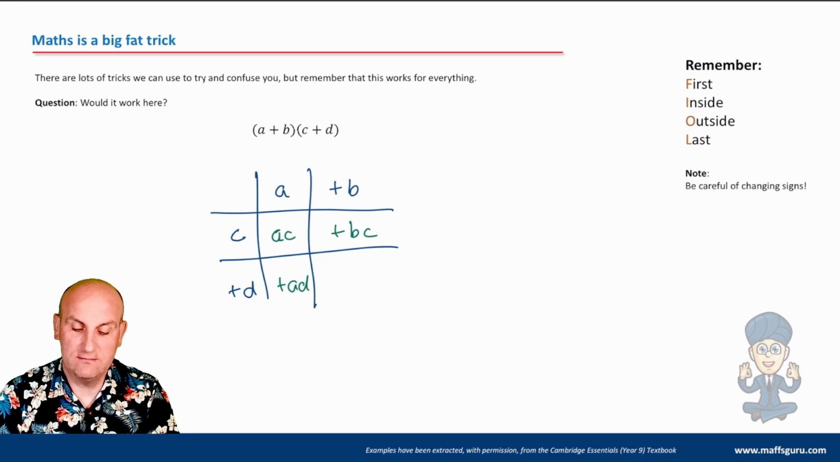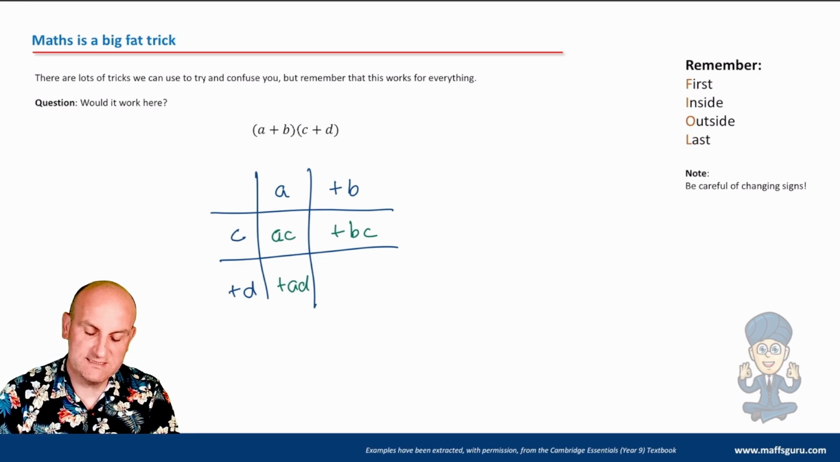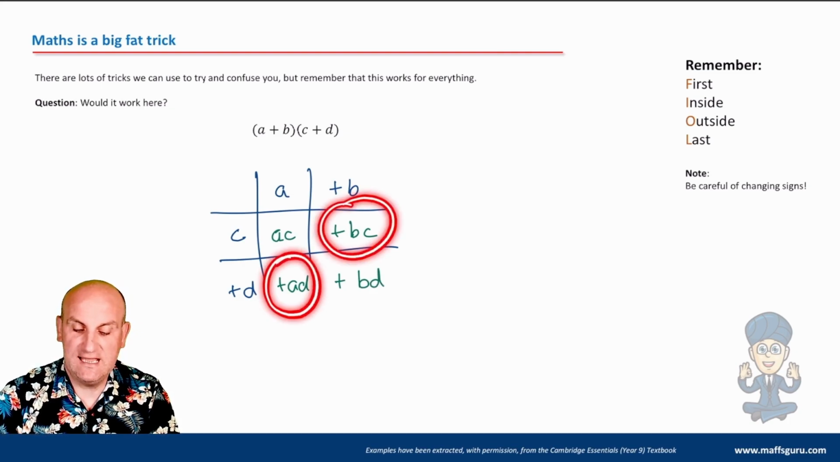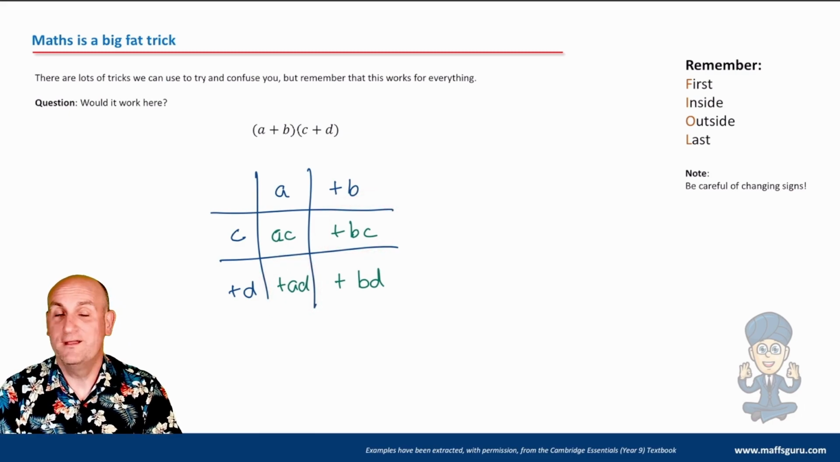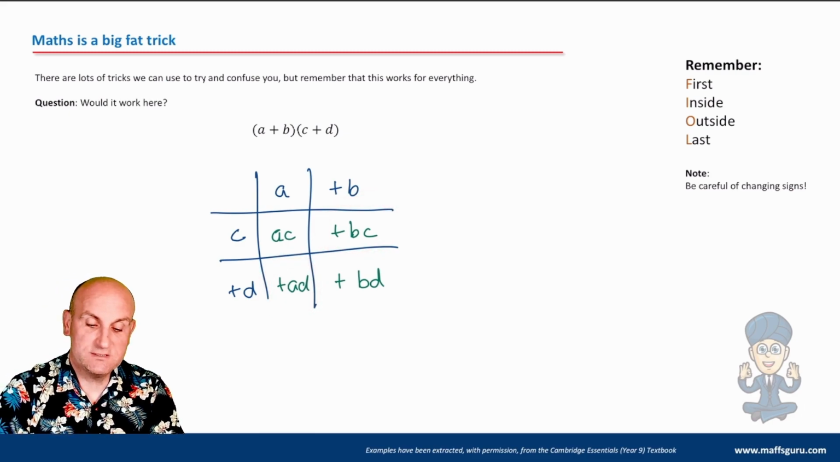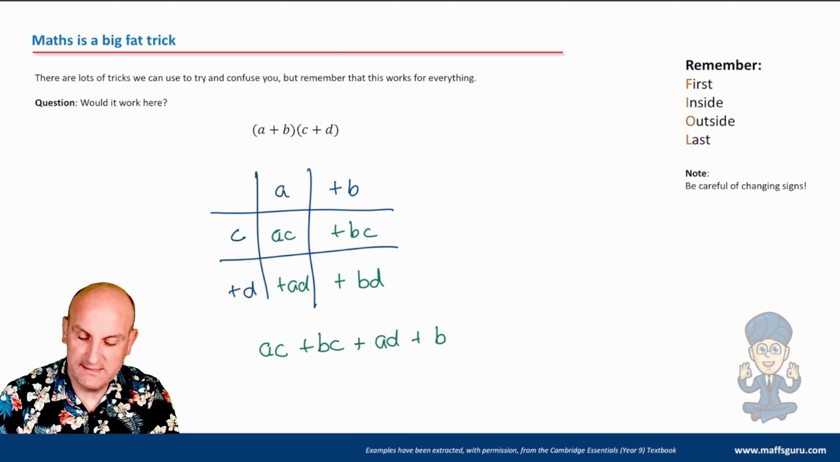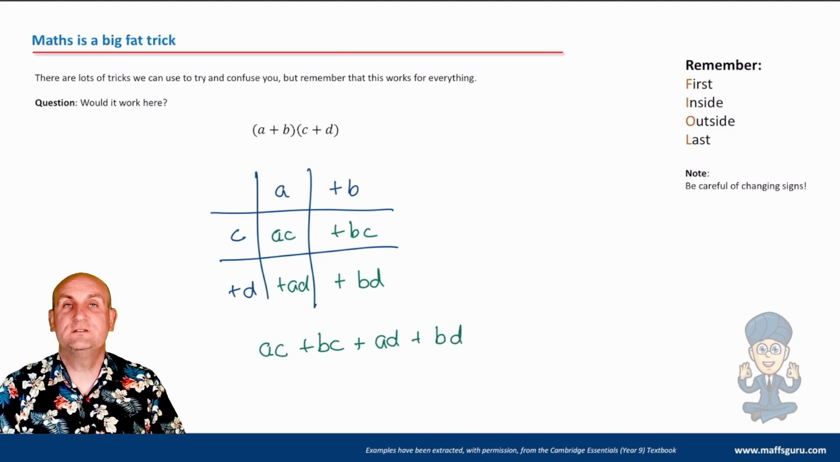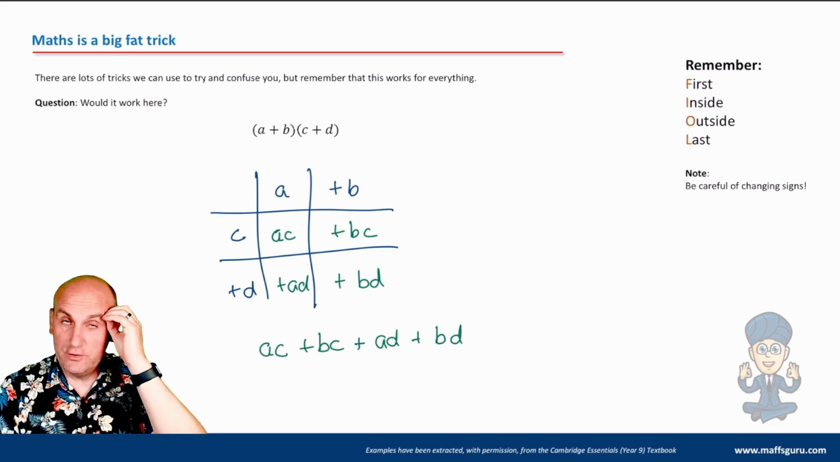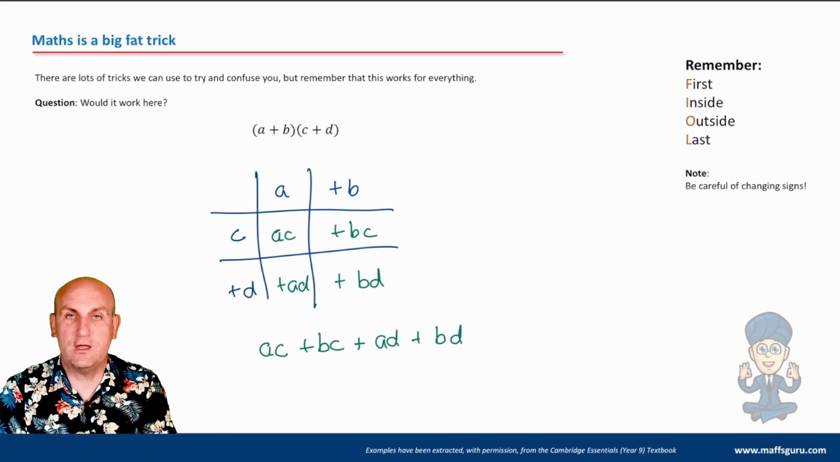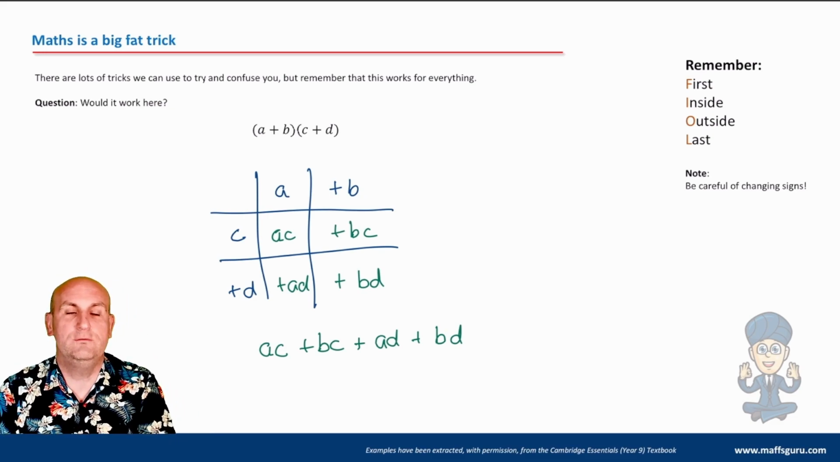Plus AD. Plus B times plus D will be plus BD. Now, the trick to the question here is: are BC and AD like terms? No. So in this situation, I can't add them together, but I can just write it now as AC plus BC plus AD plus BD. And lo and behold, that was the trick. The trick was that your brain wanted to do it another way, but you just go back to basics. Deal with what you need to deal with.